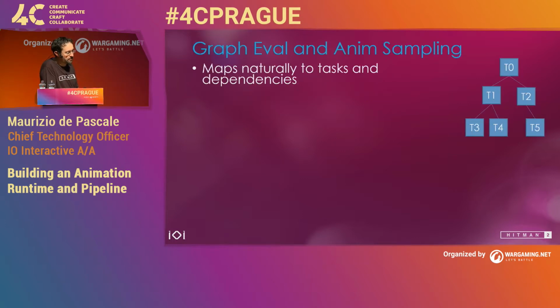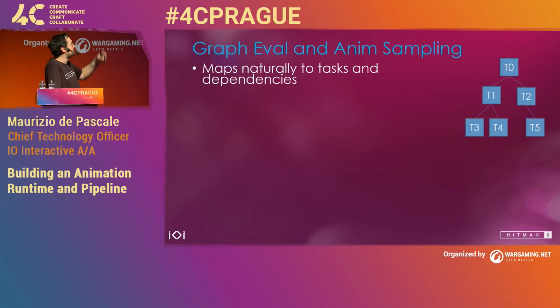Now, evaluation of the graph and sampling the animation. Conceptually, that integration phase, when you're updating your network, is basically done by recursively descending your blend tree, right, from the root to all the active subtrees. But that's really something you don't want to do on a single thread. Luckily, this is a tree, so by its own nature it doesn't have cycles, which basically means it maps very naturally one-to-one with tasks and dependencies.